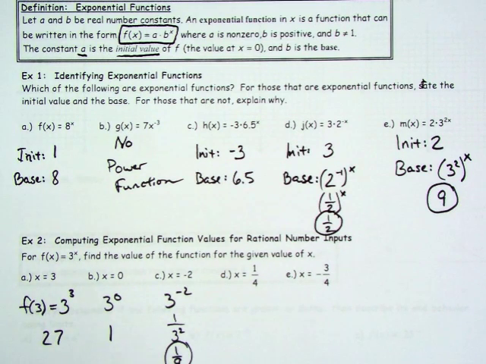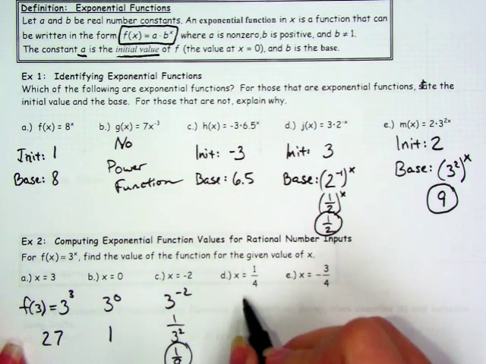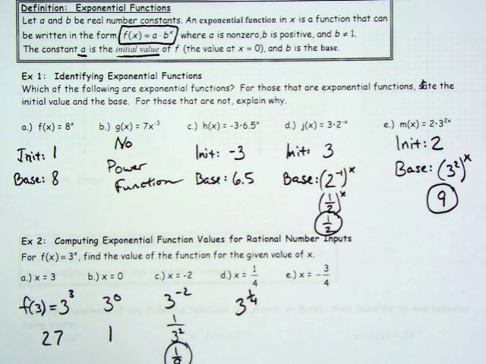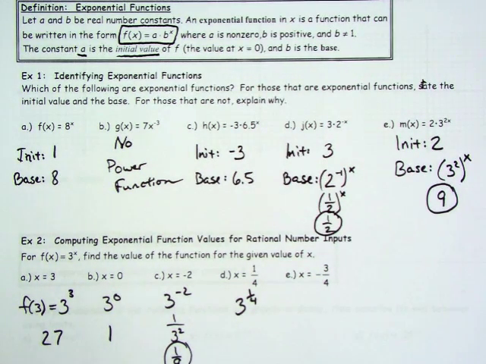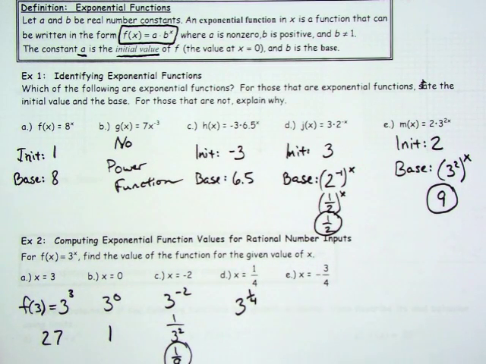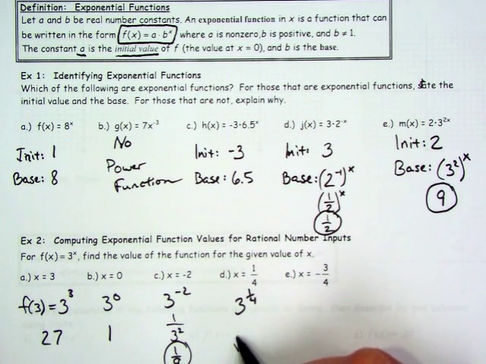Okay, now let's do d and e together. We have exponents that are fractions. We have 3 to the 1/4 for the value of the function when x is 1/4. What does that mean? Do you remember what a rational exponent means? Okay, hopefully you'll recall that the denominator tells you the type of root you're working with and the numerator tells you the type of exponent. So 1/4 means I have a 4th root. So this is the 4th root of 3.